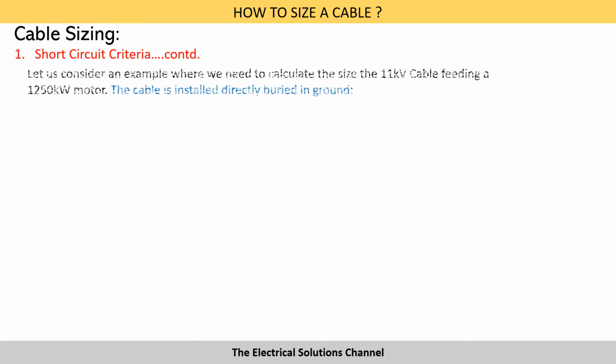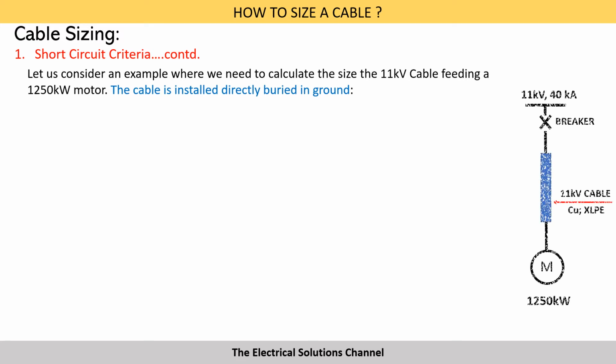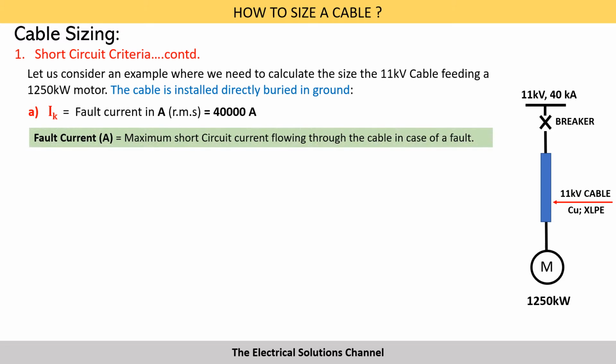Let us consider an example where we need to calculate the size of an 11 kV cable feeding a 1250 kilowatt motor as shown in the diagram. The cable is installed directly buried in ground. Therefore, we have Ik, the fault current in amps, equal to 40,000 amps, where the fault current is equal to the maximum short circuit current flowing through the cable in case of a fault.